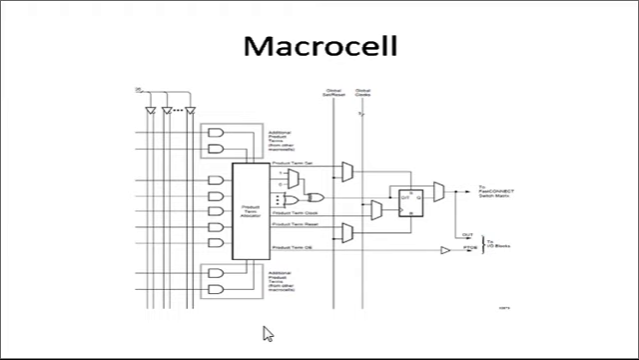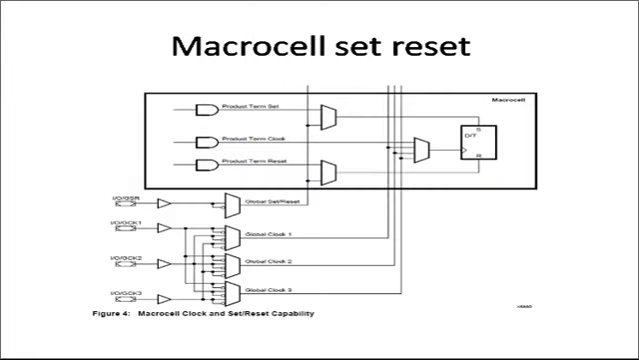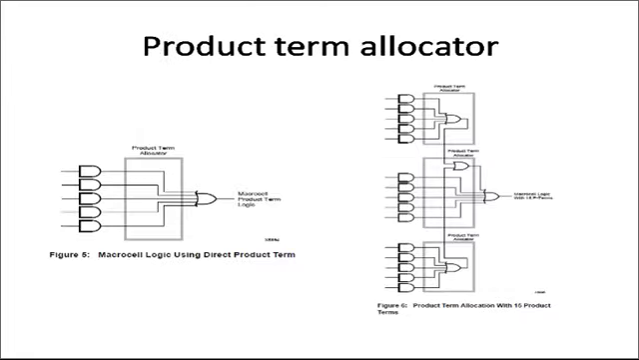Now we have studied that the CPLD has 3 main blocks. The first block is the IO block, the second one is the fast connect switch matrix, and the third one is the function block. The function block is further subdivided into 3 blocks: the programmable AND array, then the product term allocator and the macro cell. Now we will go to the next block, that is the fast connect switch matrix.